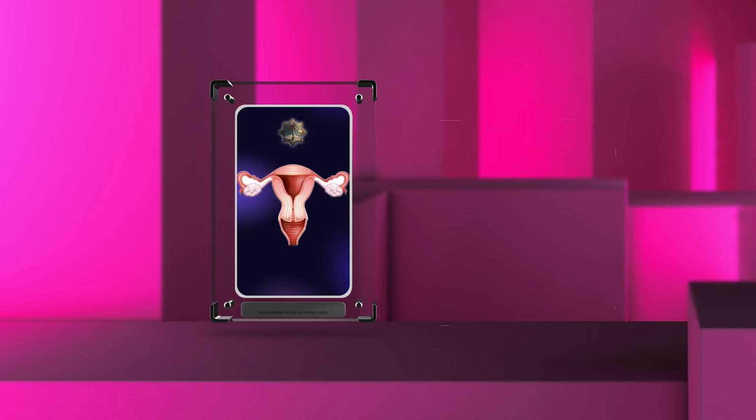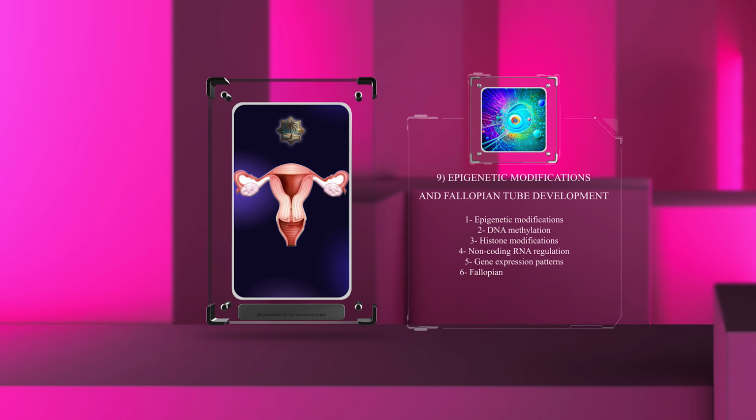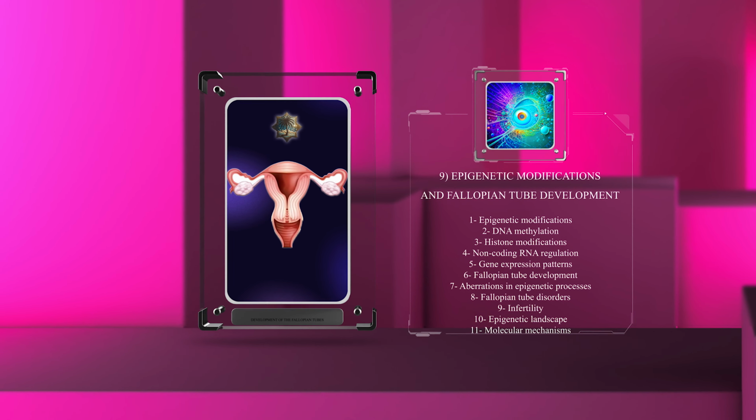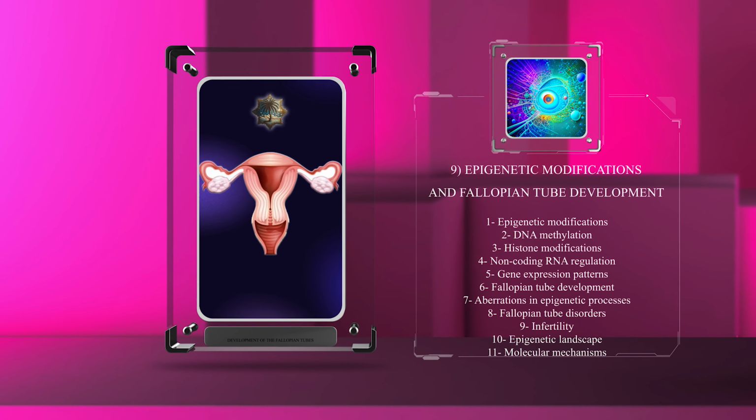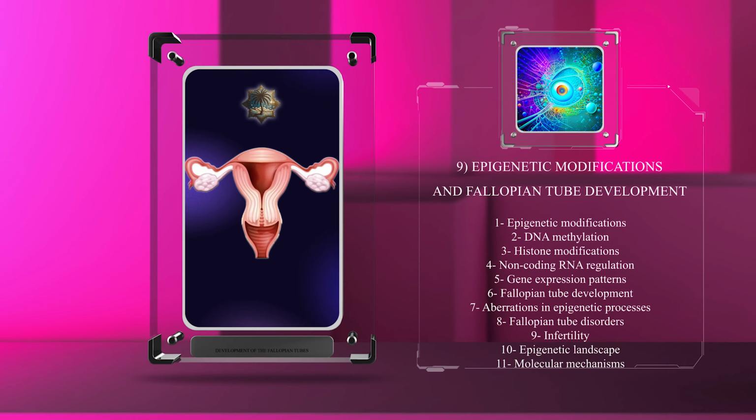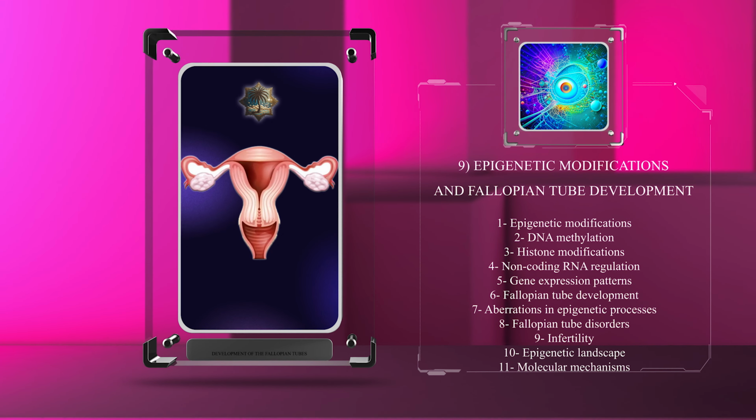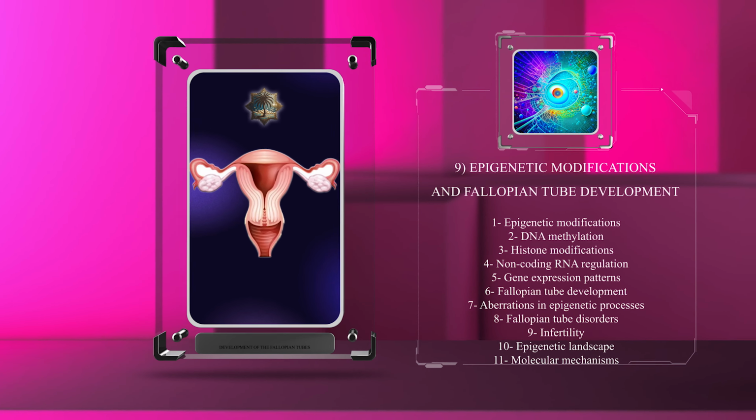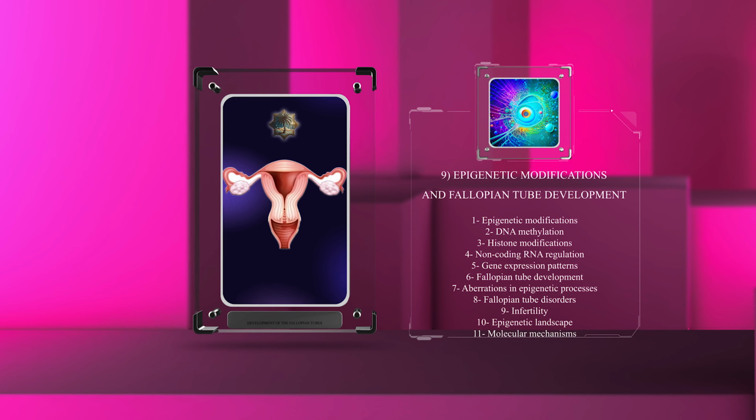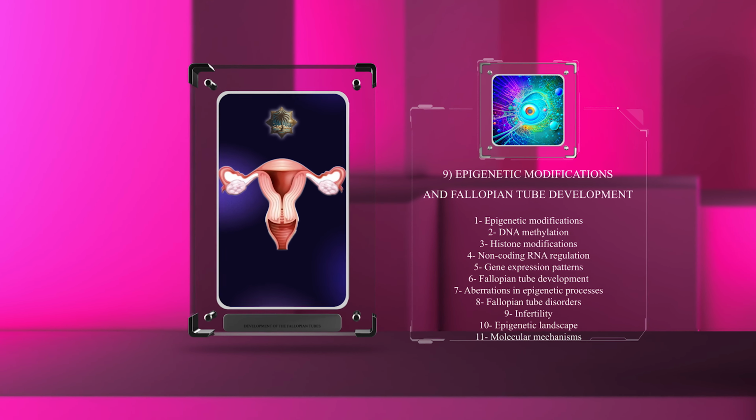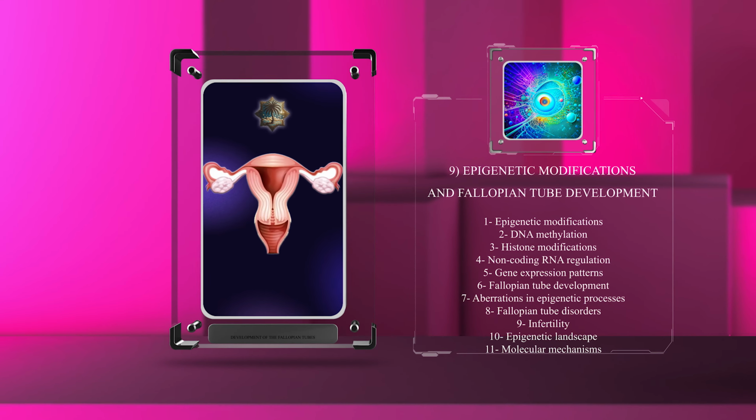Epigenetic modifications, including DNA methylation, histone modifications, and non-coding RNA regulation, play a crucial role in determining gene expression patterns during fallopian tube development. Aberrations in epigenetic processes may contribute to fallopian tube disorders and infertility. Exploring the epigenetic landscape of the fallopian tubes can provide insights into the molecular mechanisms underlying their development and function.